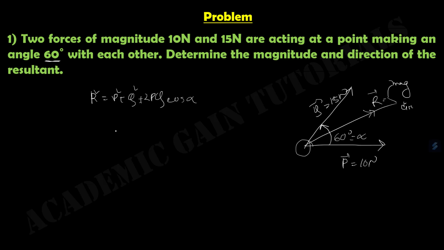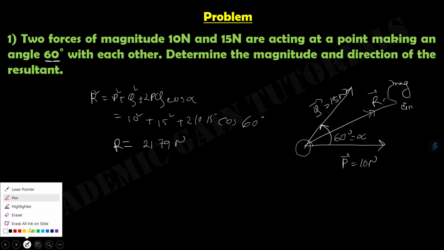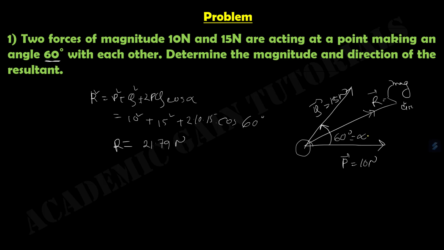So if we put all these values there, like P equals 10, Q equals 15, then 2 into 10 into 15 into cos, and the alpha equals 60 degree. Then if we calculate this whole result, we will find R equals 21.79 Newton. So this resultant will be the force of 21.79 Newton. Now we have to find the angle or the direction of the resultant.